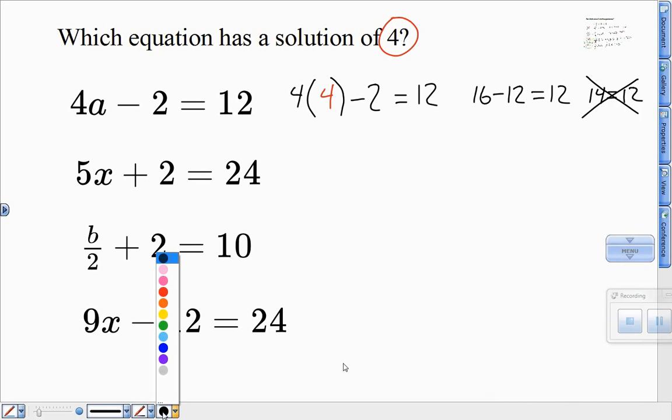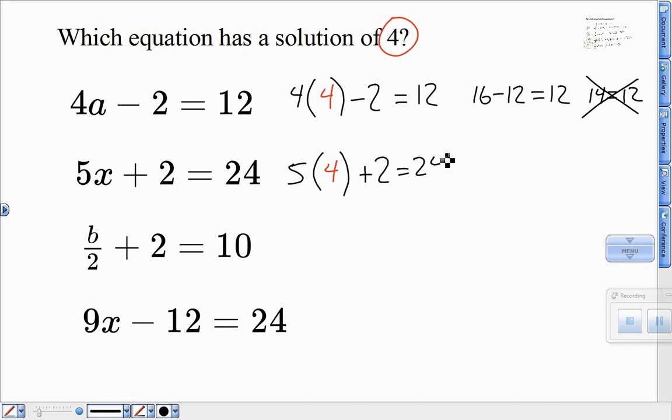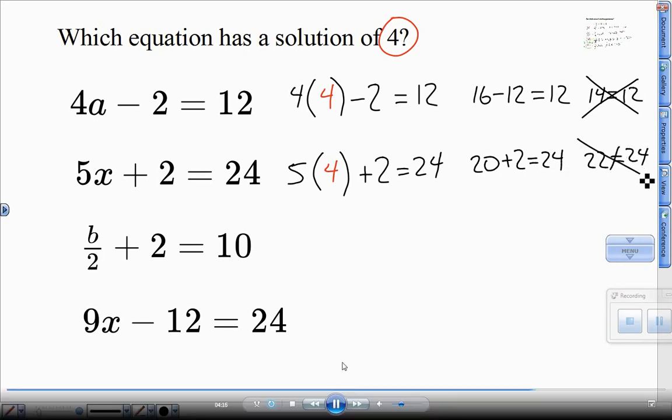Now I'm going to plug that 4 into my second equation. So it's going to be 5 times 4 plus 2 equal 24. And that gives me 20 plus 2 equal to 24. That is a false statement too. 22 is not equal to 24. False statement. The fourth word is dirty. Dirty. All right, the next one.